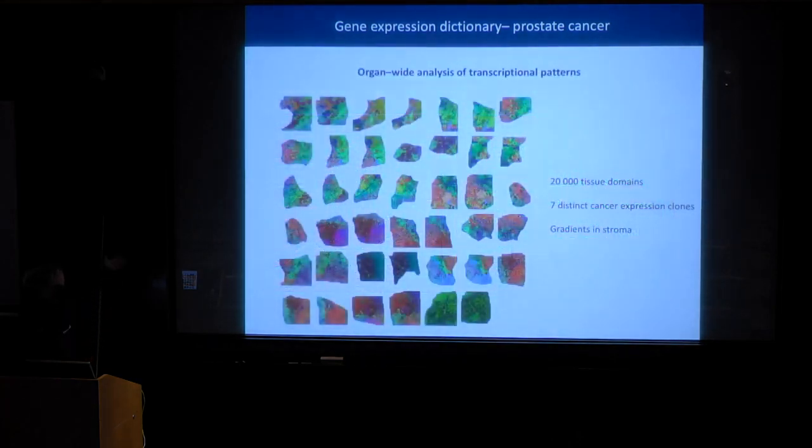This is data-driven annotation of the prostate as a whole. We analyzed some 20,000 tissue domains. We identified some 7 cancer expression profiles, and we see these gradients that I talked about early on, which is super important to understand the gradients around the tumor. And we could clearly see that we have gradients here.